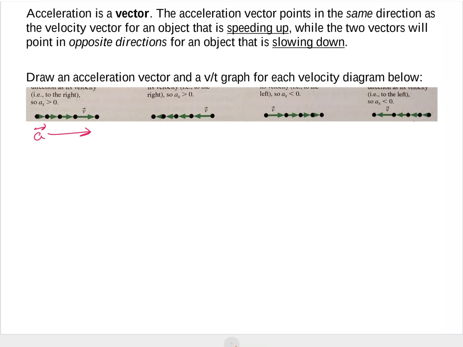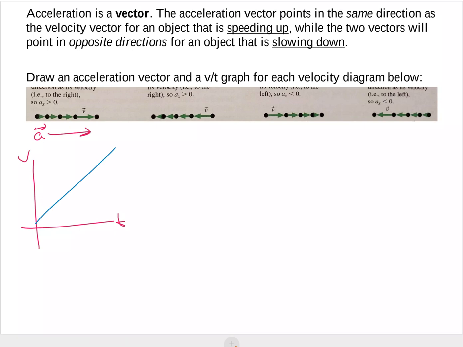Now the velocity versus time graph, v and t, would show us speeding up as time goes on. So the velocity is going to increase. Here is our velocity versus time graph, something like this. Does that make sense? Okay. Now let's take a look at the next one.